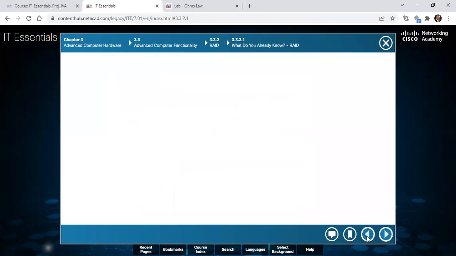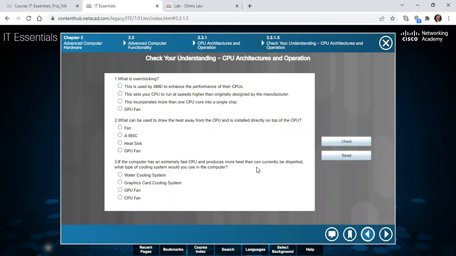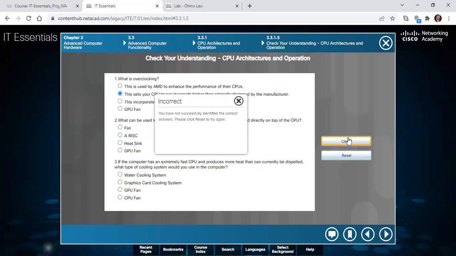Okay, we're going to the rate. So our next topic will be the rate. All right, so let's go to group C. What is overclocking? This sets your CPU to run at a speed higher than the original design by the manufacturer. All right, that's overclocking. If you force the system to do higher than it can carry. All right. Okay. Let's check the answer.